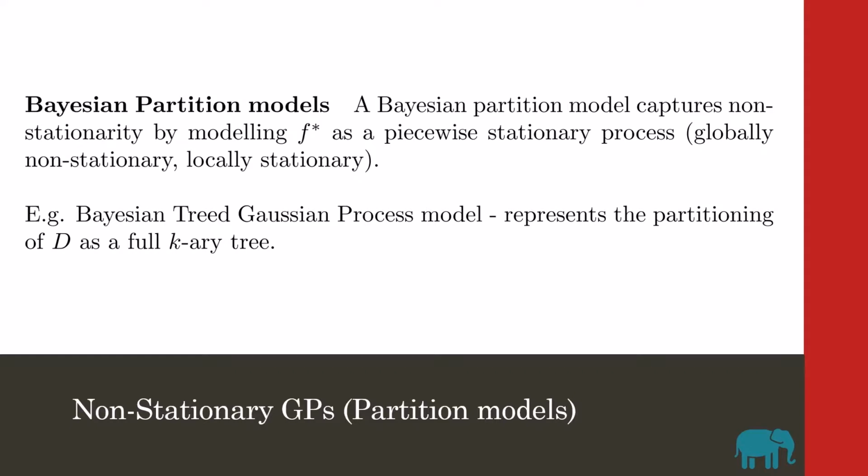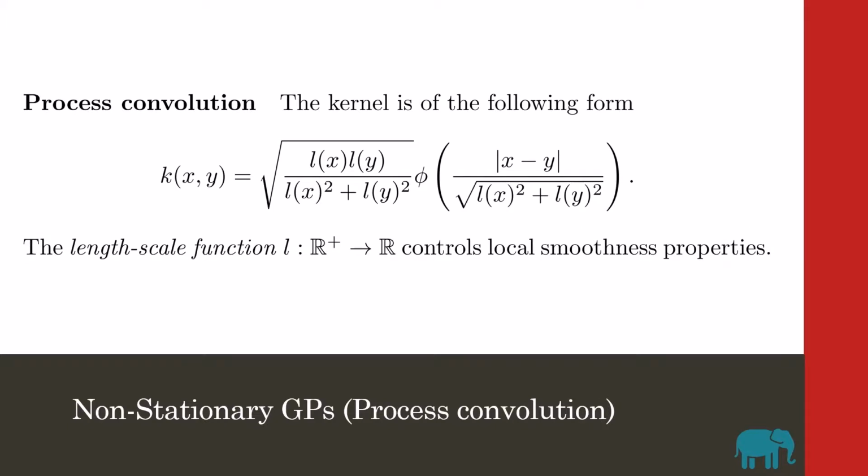So it's globally non-stationary but locally stationary. One way of doing this is a Bayesian treed Gaussian process, where you represent the partitioning as a full k-ary tree. Another approach is the process convolution approach, where you take your Gaussian process and convolve it. When you do this, you get the following kernel, and you get a length scale function instead of a length scale constant, which determines local smoothness properties.